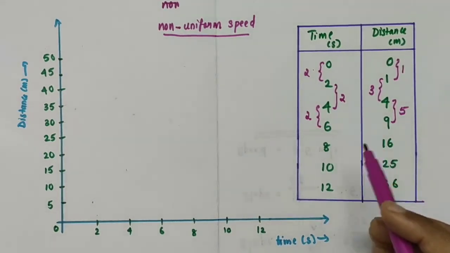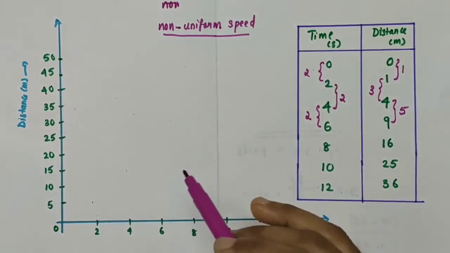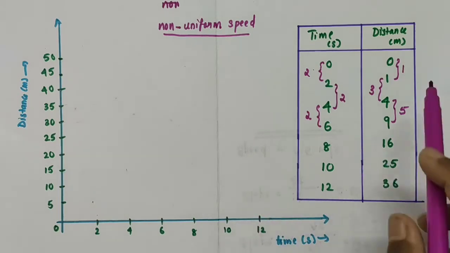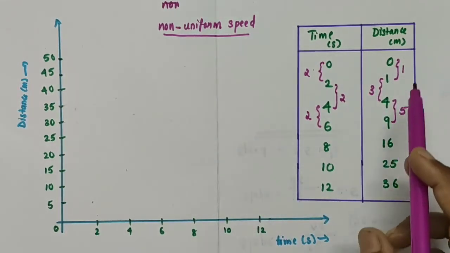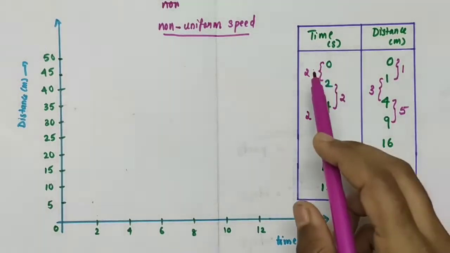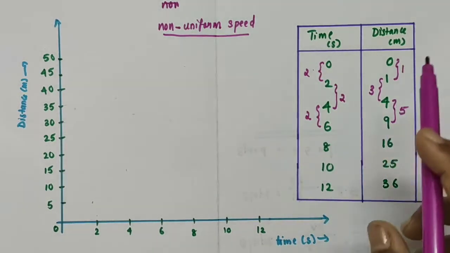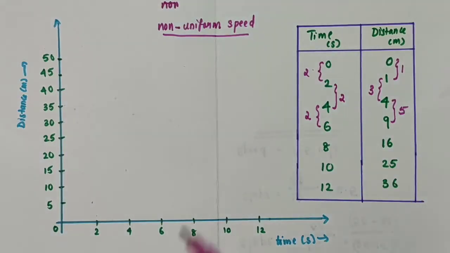Here I just want to say that this object can be a car, a bike, or anything else. This particular object covers unequal distances, 1, 3, 5 like that, in equal intervals of time, 2 seconds, 2 seconds, 2 seconds like that. So here the object covers unequal distances in equal intervals of time, and we can say that the object is moving with non-uniform speed.